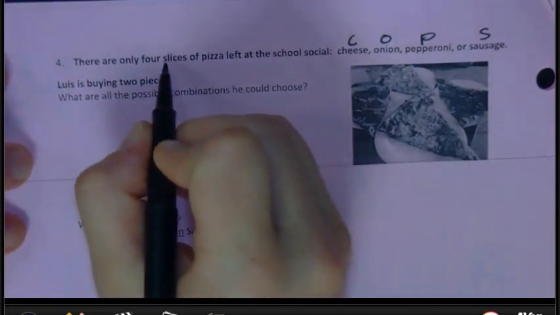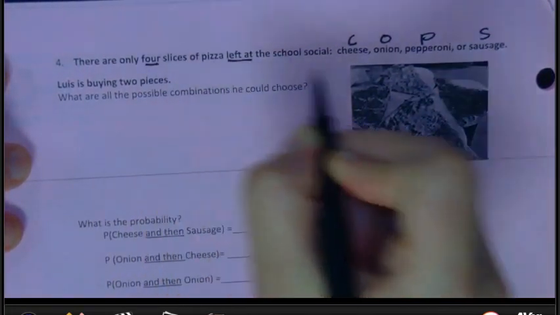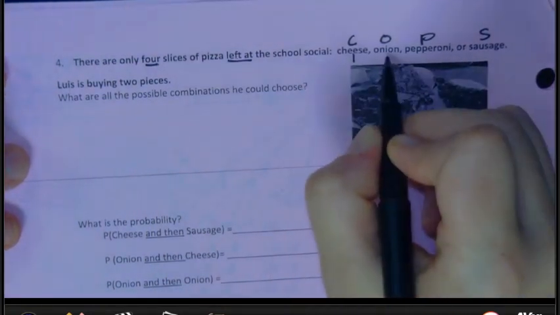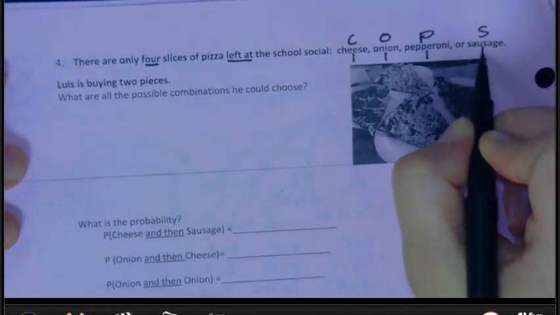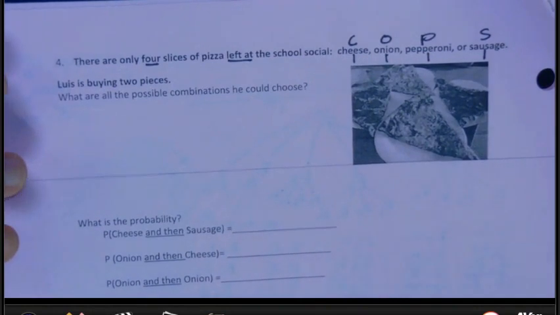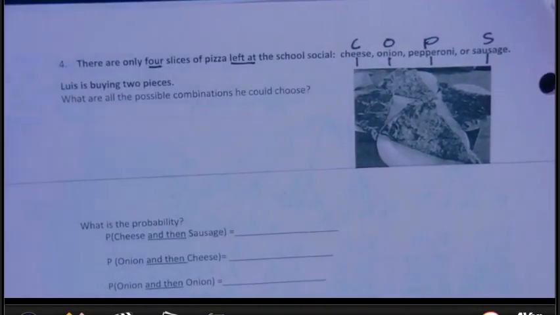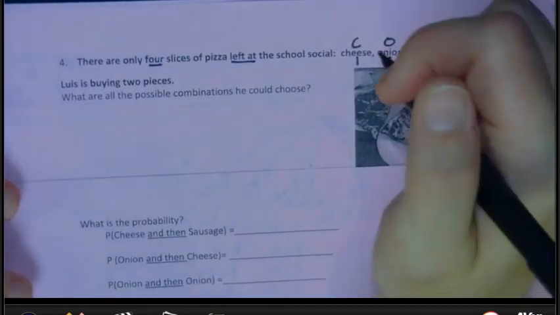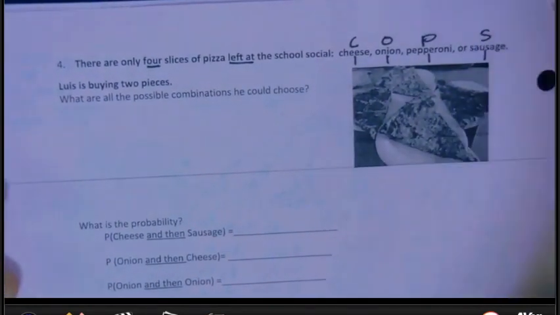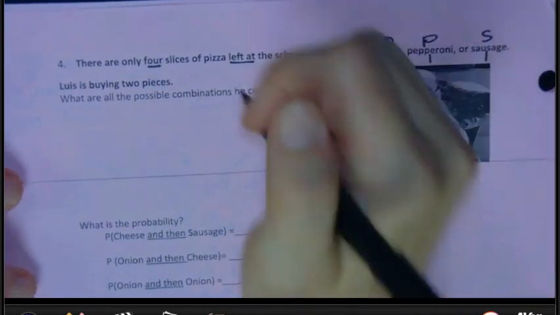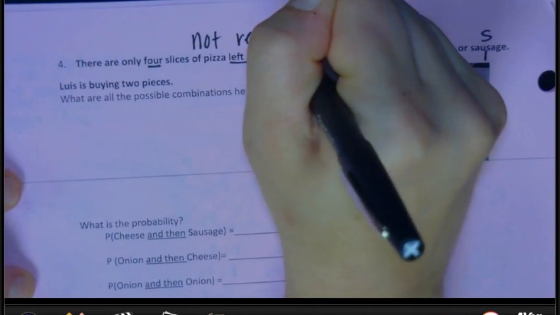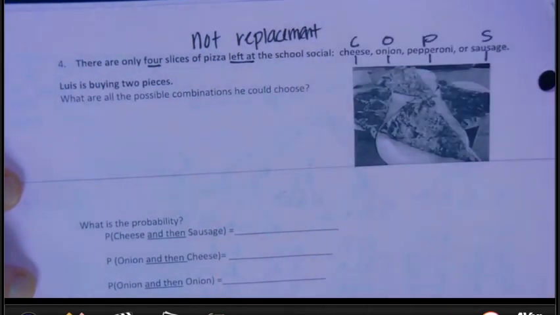So there are only 4 slices left. There is 1 cheese, 1 onion, 1 pepperoni, and 1 sausage. So if I pick up a cheese, do you think I can get a cheese again? No, I can't. So do you think this is going to be a replacement problem or a not replacement problem? Well, this sounds like a not replacement problem to me.